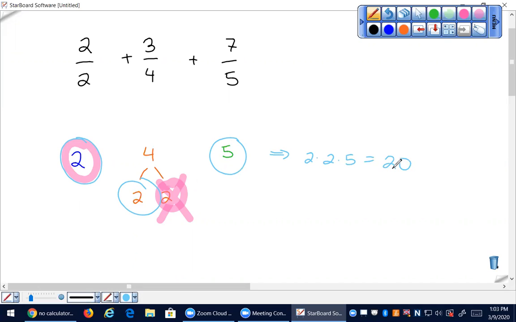So if you can't look at them yet and see the 20 because you haven't done enough of these as practice, then that's our system. Write the factor trees. Whenever a number is in more than one tree, get rid of one copy of it only.